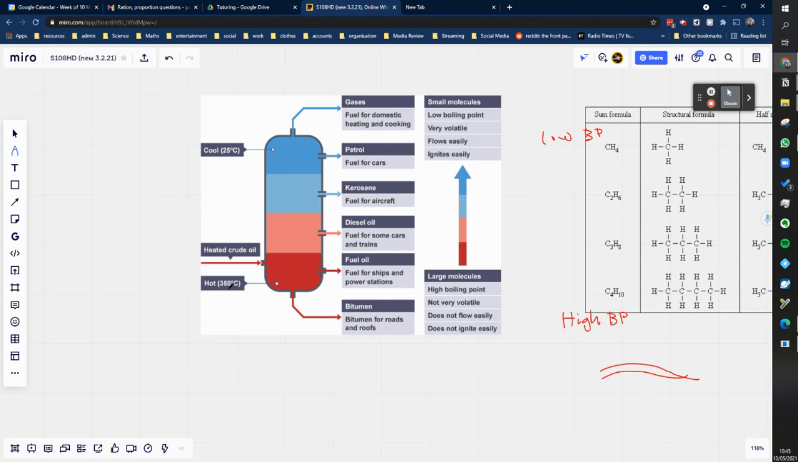I don't know what temperature. Let's say 325 or 300 or whatever. And now it reaches the condensing point or the boiling point of fuel oil. So it turns into a liquid, and this means it can essentially get collected and dribble off over here. So the rest of it will carry on floating up as a gas.